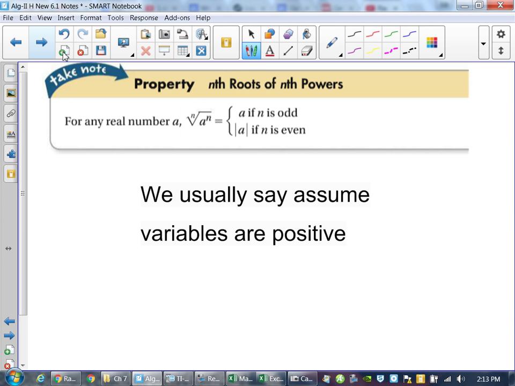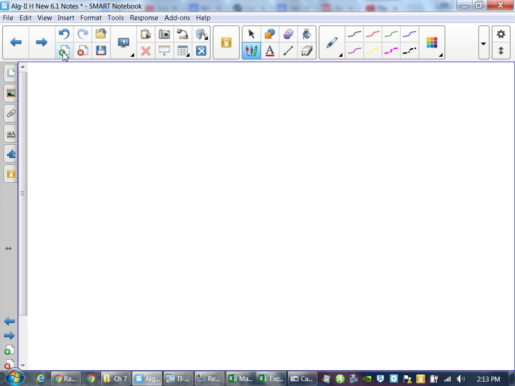There is one bit here. If I'm going to take the square root of, which one was it? Well, let's do this first. Let's say we have this.